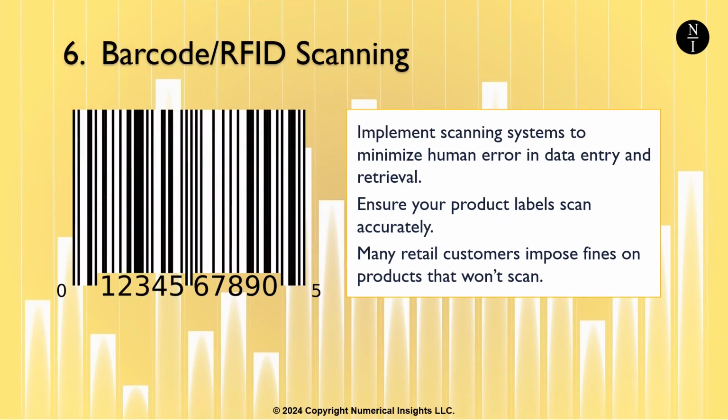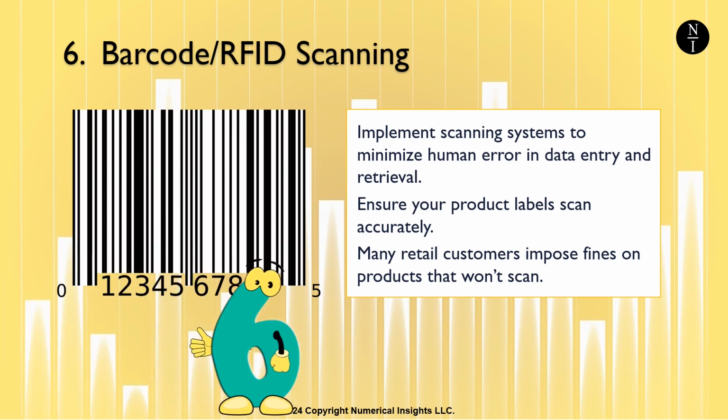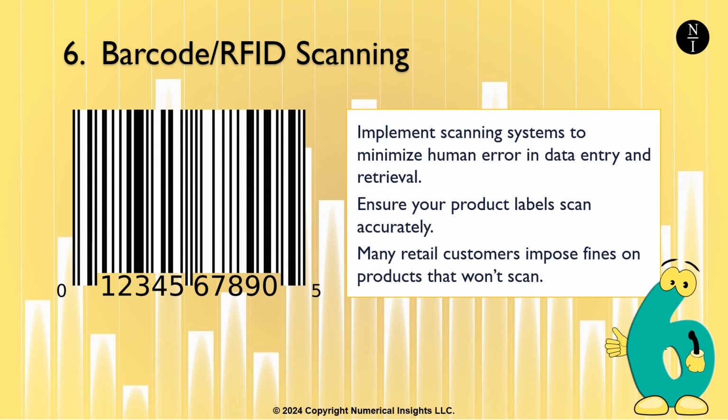6. Barcode or RFID scanning. Implement scanning systems to minimize the amount of human error in data entry and retrieval. Also, ensure that your product labels scan accurately, because many retail customers impose fines on suppliers when products won't scan.